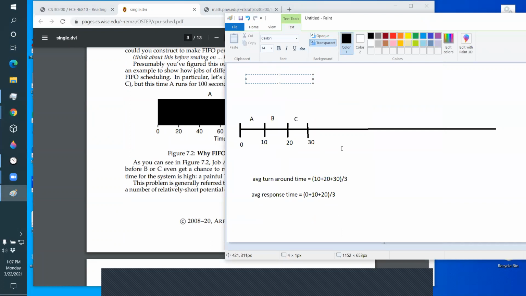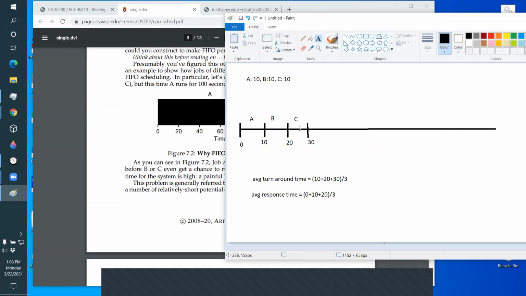Instead of having A be a 10-second job and B be a 10-second job and C being a 10-second job, let's make things a little bit interesting. Make a 100 time unit job. Make A be 100. So what we just did was 10, 10, 10.